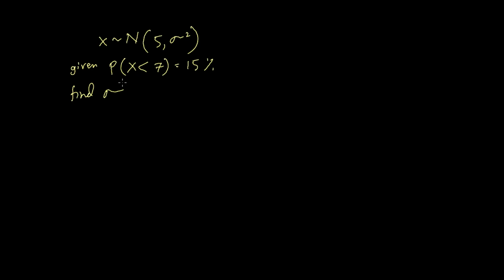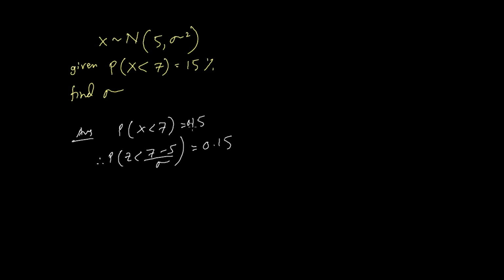the standard deviation. First thing is the probability that z is less than 7 equals 15%, which means 0.15. So therefore z-score, always z-score first. Remember, 7 minus mu is 5 divided by sigma equals 0.15. Remember, the probability doesn't really change when you do z-score.